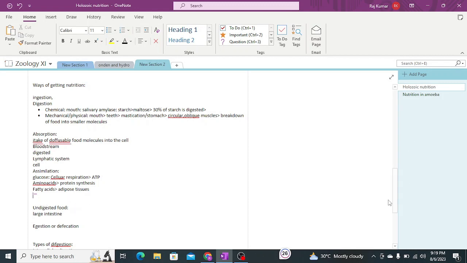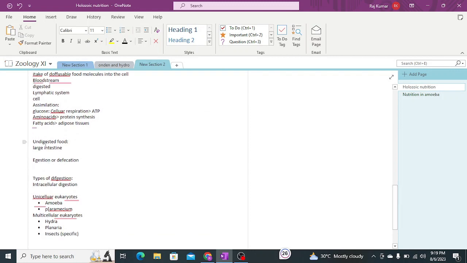Afterwards, when it comes to undigested part, undigested food which is present in large intestine, some of the material which is important will be reabsorbed, after which the final step is egestion. Egestion is a process in which removal of unwanted food materials will take place. Removal of undigested particles will take place from the body.